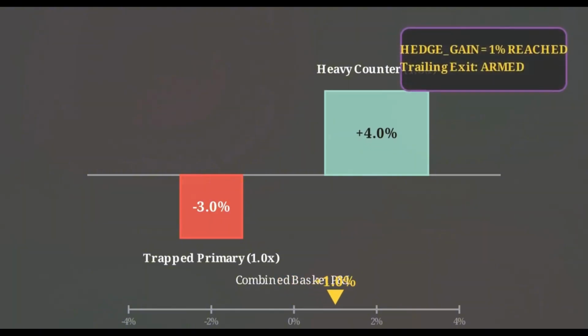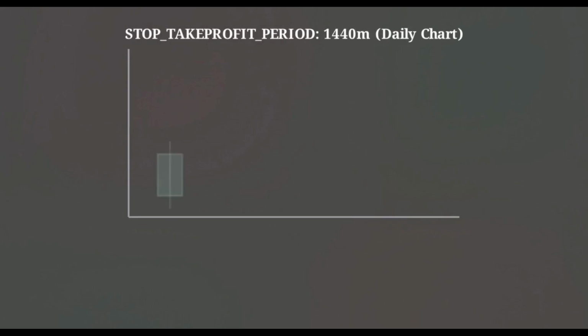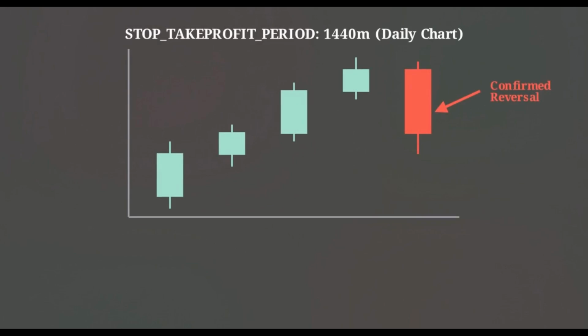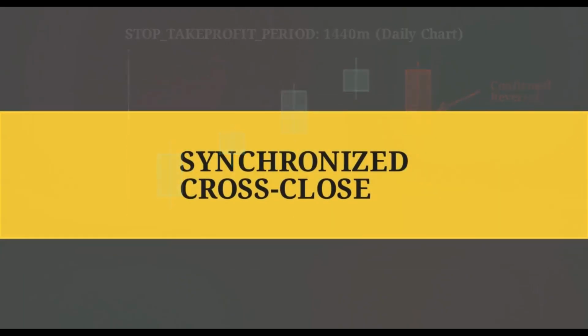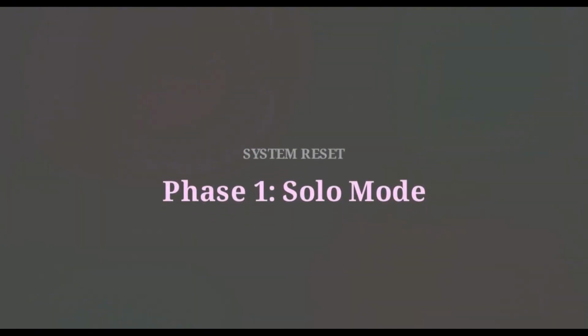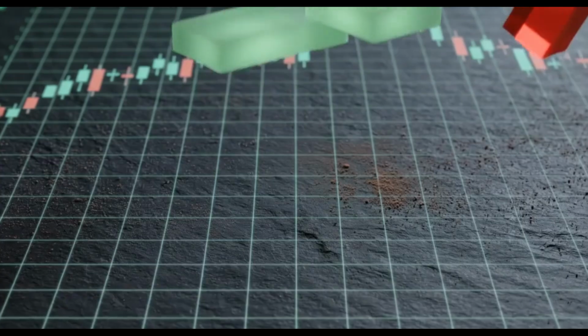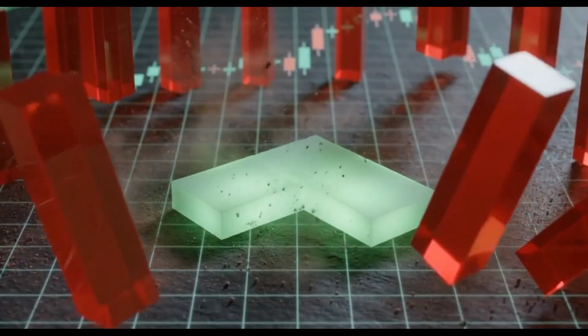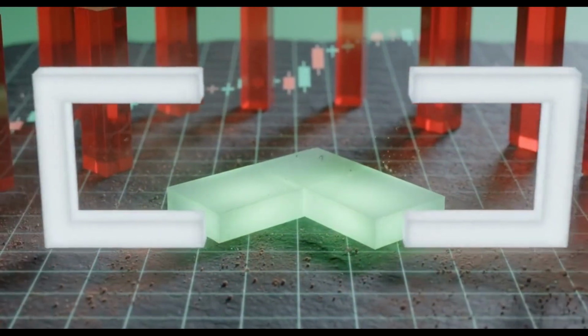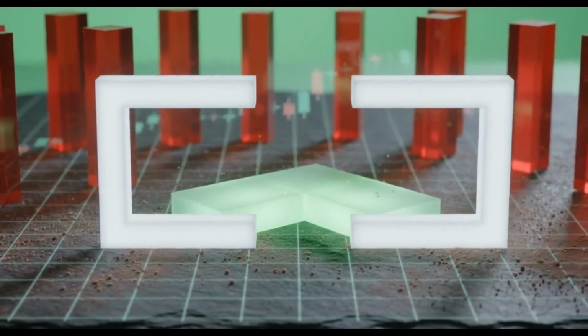When combined unrealized P&L of the dual-sided basket exceeds a 1% profit past the break-even point, the system executes the arming of the conditional trailing exit. When a confirmed reversal candlestick prints on the daily chart, the system executes an automated, synchronized double market close to liquidate all orders simultaneously. This synchronized exit guarantees the hedge system never closes at a mere break-even, instead extracting verified profit from adverse swings.